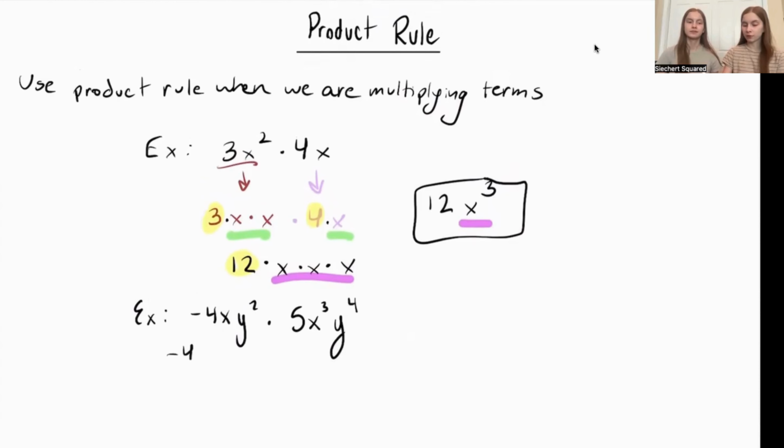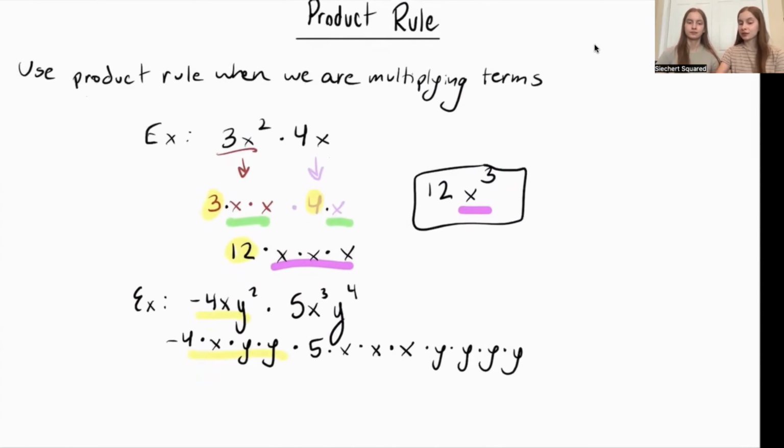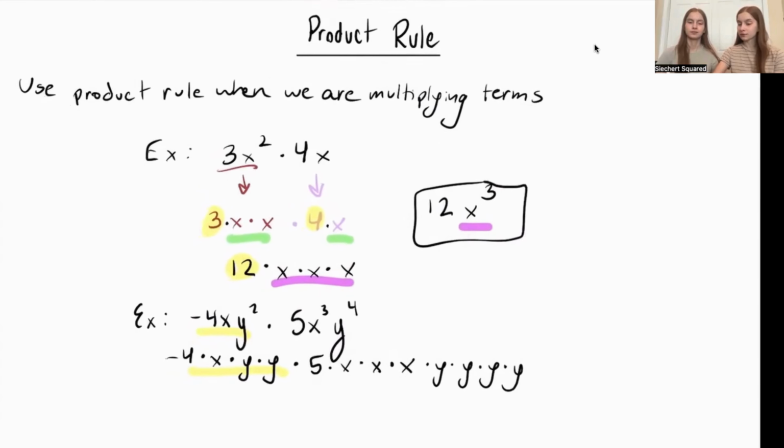So we have that -4. There's just one x, so times x. For y squared, we're going to have 2 y's, so y times y. So that was the whole first term. For the second term, we still have that 5, but we have 3 x's, so we'll do x times x times x. And we have 4 y's, so we'll do y times y times y times y. It means the same thing, it's just now fully written out.